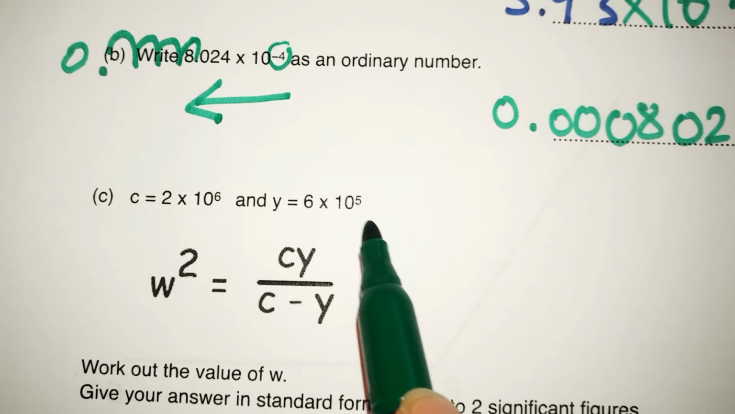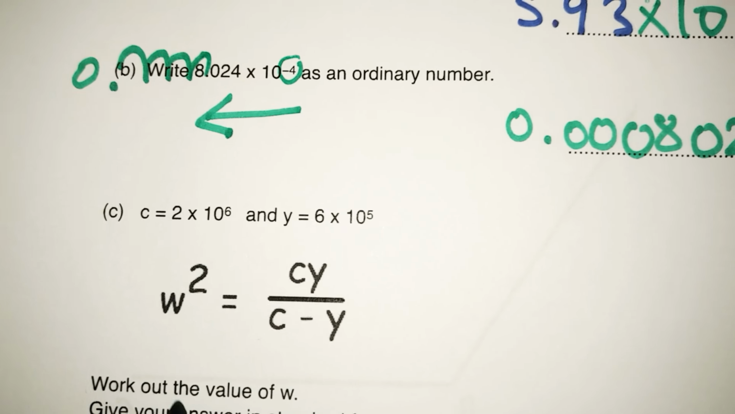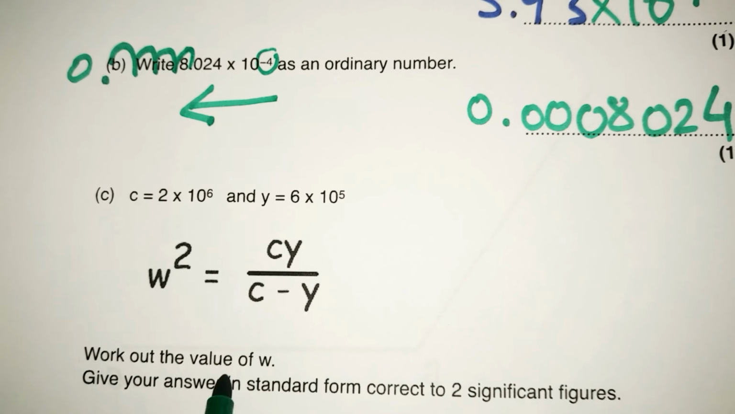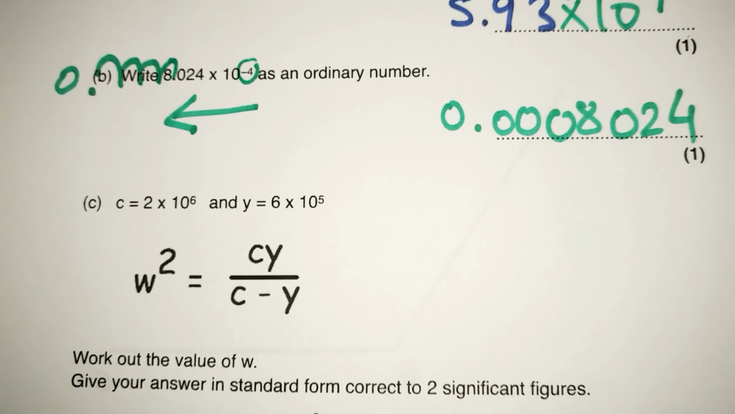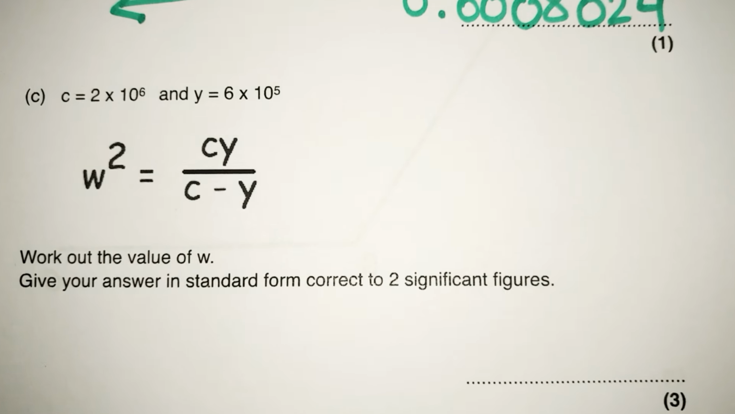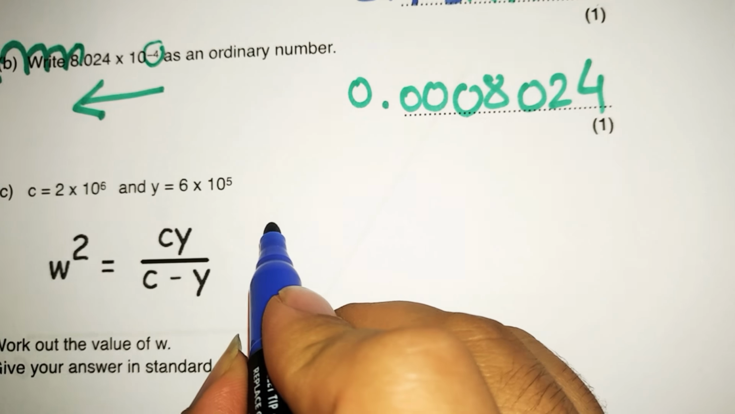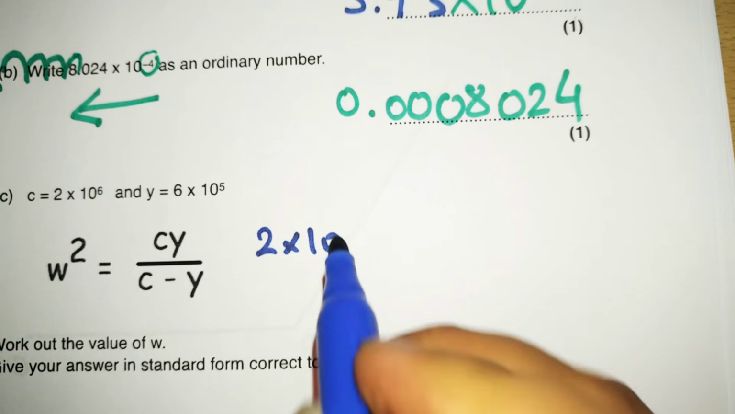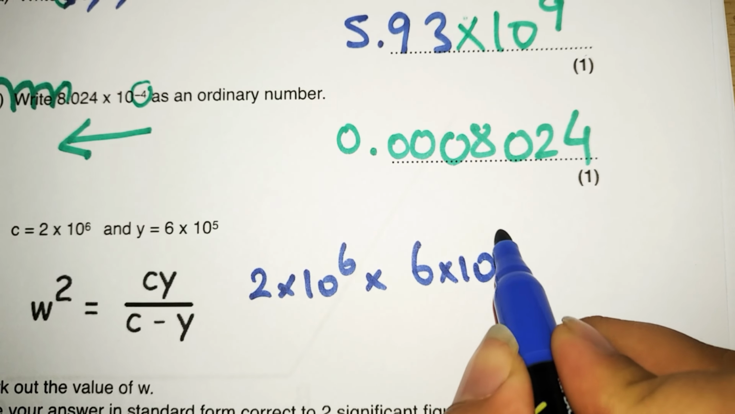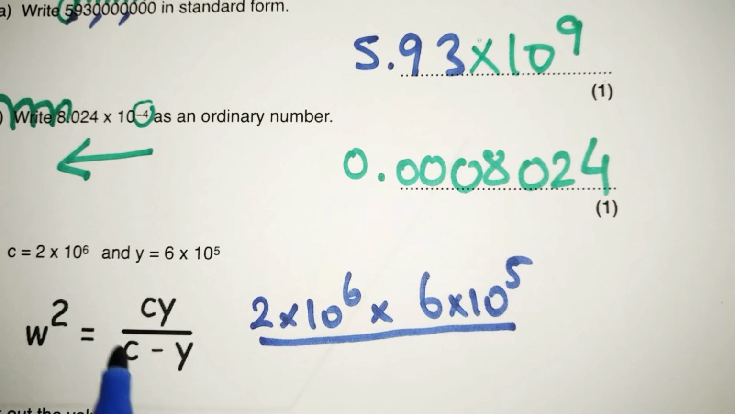So the next question is about c equals 2 times 10 to the power of 6 and y equals 6 times 10 to the power of 5. You need to calculate w squared equals c times y divided by c minus y. You need to work out the value of w, giving your answer in standard form, correct to two significant figures. So in this question, you need to write c and y first. So let's write 2 times 10 to the power of 6 times y, which is 6 times 10 to the power of 5, divided by c minus y.